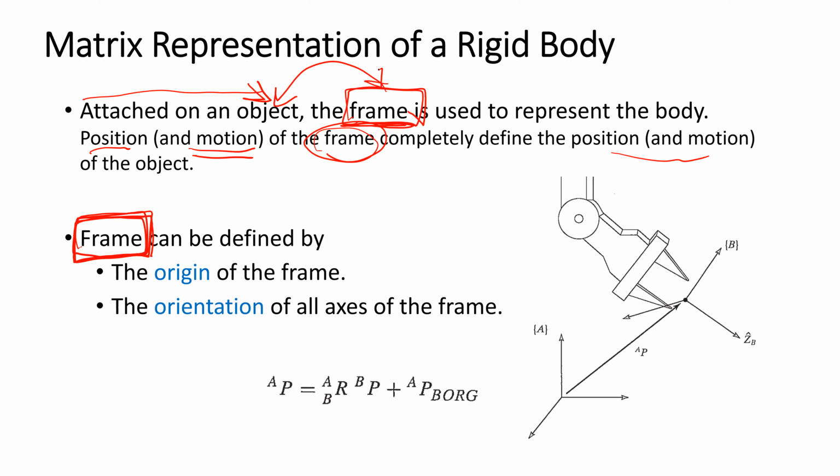So how can we define the frame? We need two pieces of information to define the frame. The first information is the position. This means frame A. This means frame B. So this is frame A, and this is frame B.